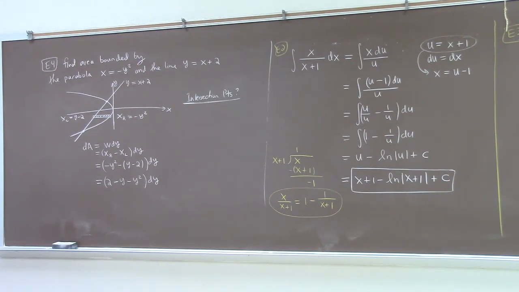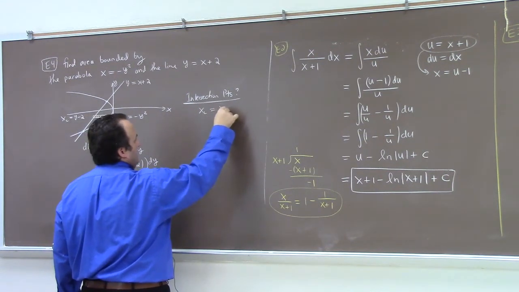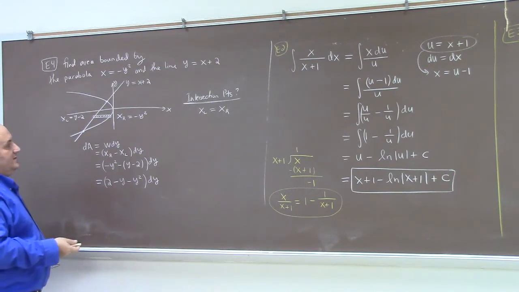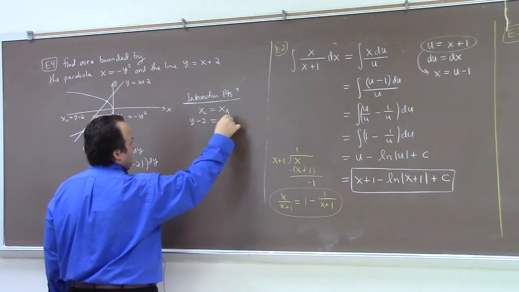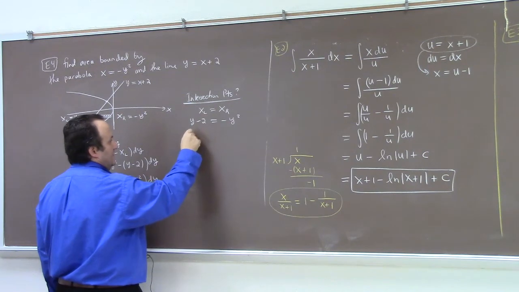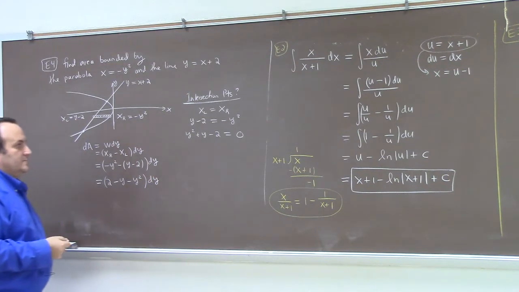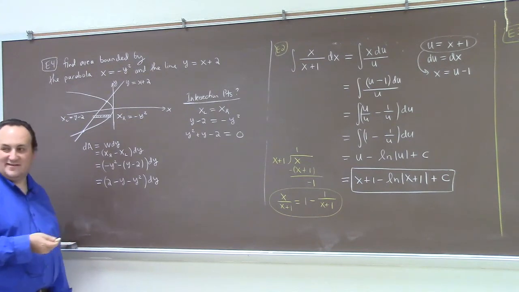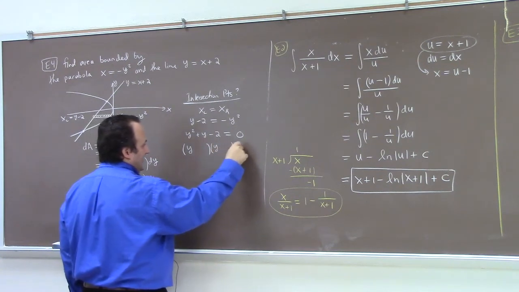There it is though. So to find the intersection points, I need to set the left x equal to the right x, right? That's where they're both true. Those are the points of intersection. And so for this, that's y minus 2 equal to minus y squared, right? Which gives me y squared plus y minus 2 equals 0. And this is a book problem, so it's going to factor nicely. How does it factor?